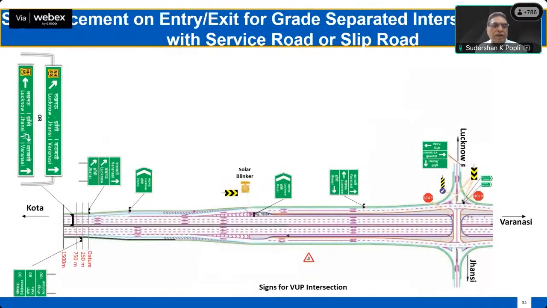And in case of entry exit, how to place the different signs has also been given in IRC 67: a sign at 2 kilometers before the exit, then 1 kilometer, and then the location where you are exiting. Like that, sign placement is also given for VOP and flyover locations. These are to be placed.